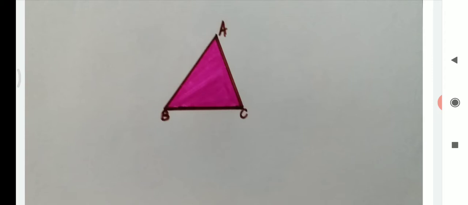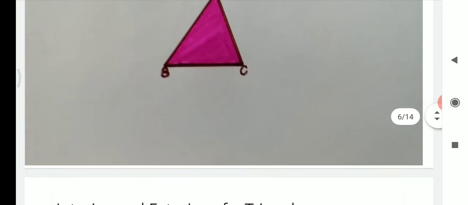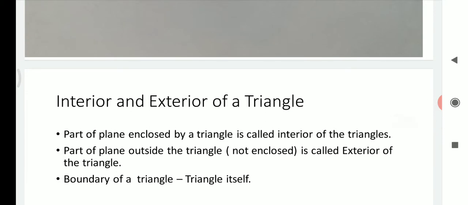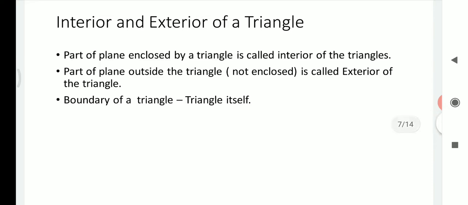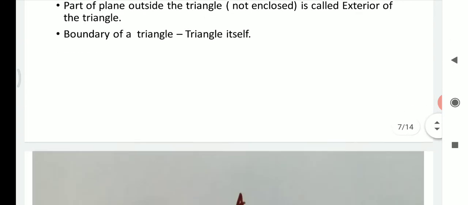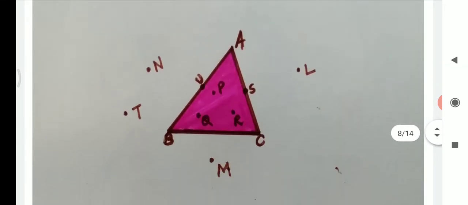Understood? What happens when we draw so many points in this plane, right? Some points are in the interior, exterior, or on the triangle. Let's have a look. Let us recall what we have discussed. The part of a plane enclosed by a triangle is called the interior of the triangle. The part of a plane which is outside the triangle is called the exterior of the triangle. The boundary of a triangle is called the triangle itself. Now just have a look at this figure.